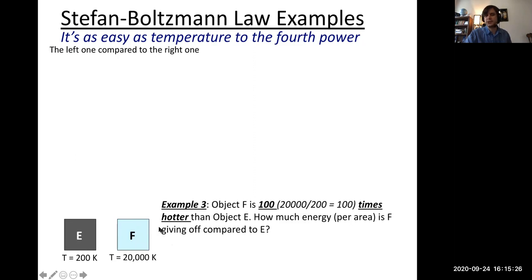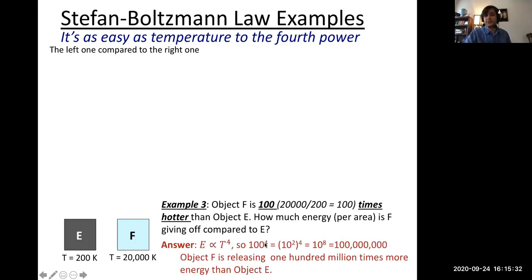Well, take the ratio of their temperatures. This one's 100 times hotter. So it should be giving 100 to the fourth. That's 100 is 10 squared. Raise that to the fourth power. Remember my exponent rule. Okay, 10 to the eighth. 100 million times more energy. It's just 100 times hotter, but it's giving off 100 million times more energy.